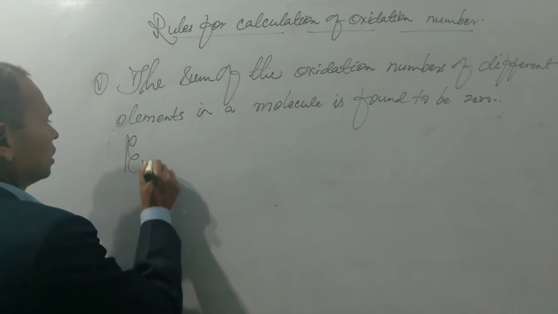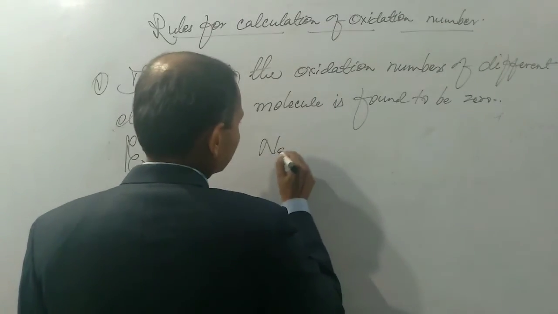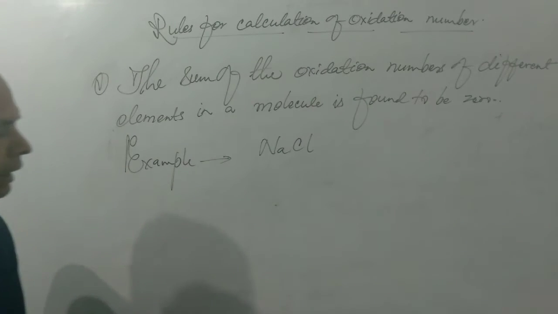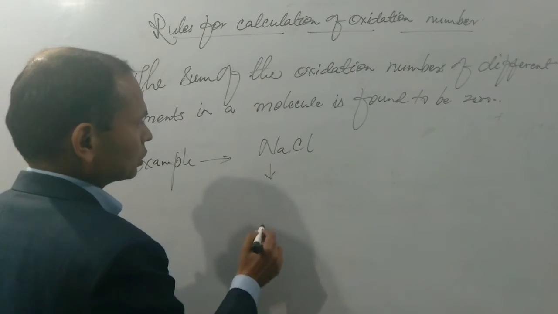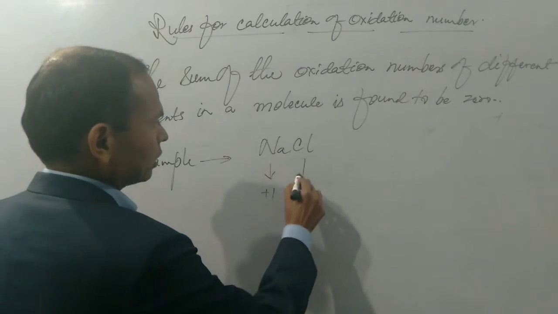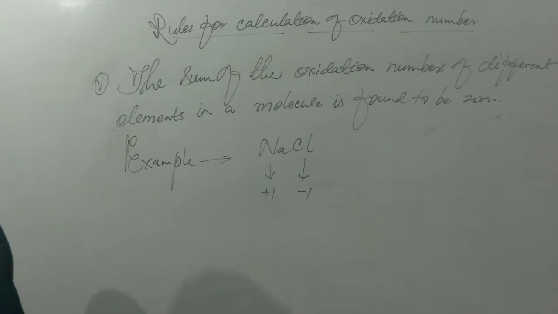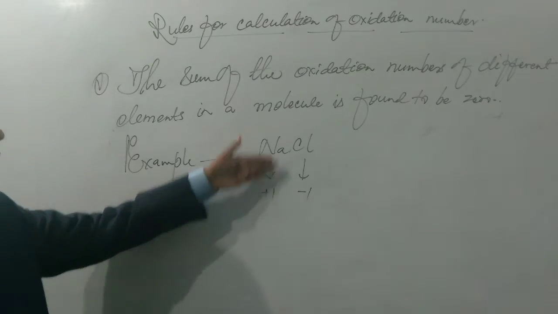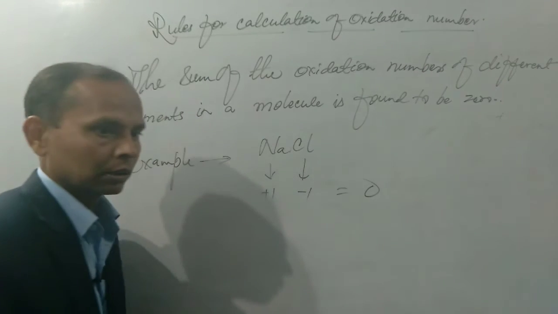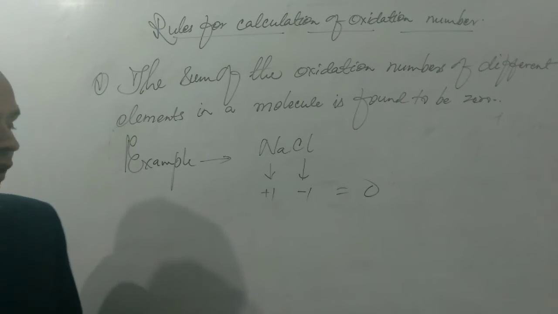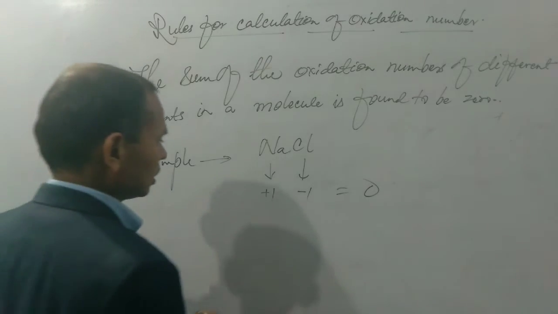As for example, this is NaCl, which is a special type of molecule. In this case, we have to calculate the oxidation state of sodium as well as chlorine. Sodium is a positive ion, chlorine is a negative ion. So the oxidation number of sodium is +1 and the oxidation number of chlorine is -1. If we add these two oxidation numbers, the result will be 0. In all compounds, the sum of the oxidation numbers of different elements is found to be 0.